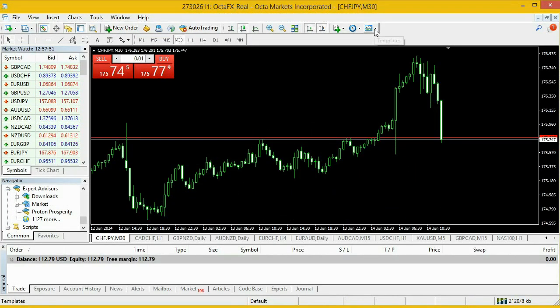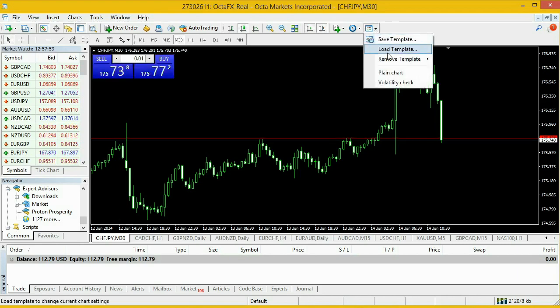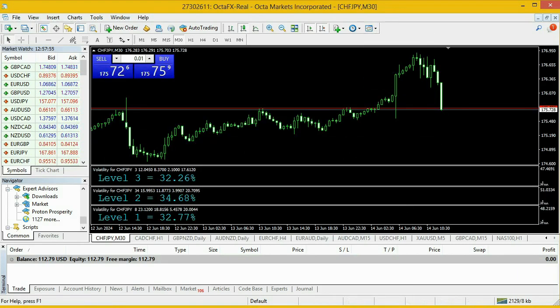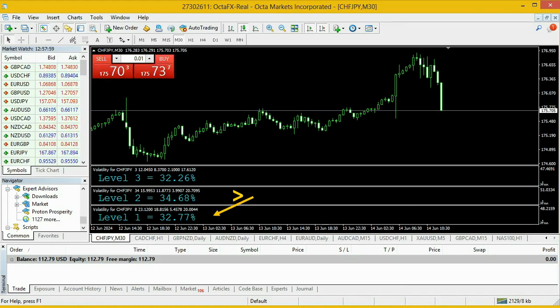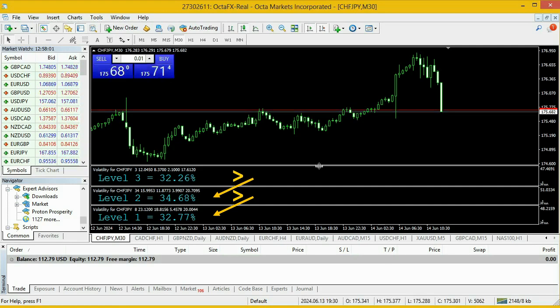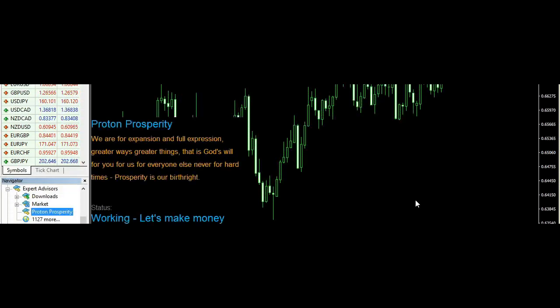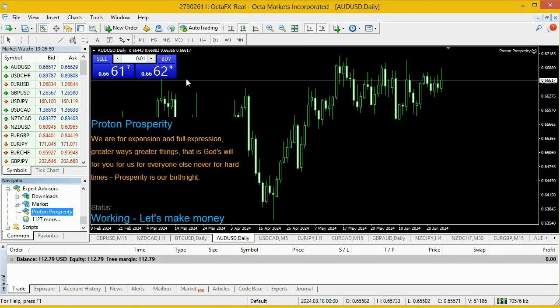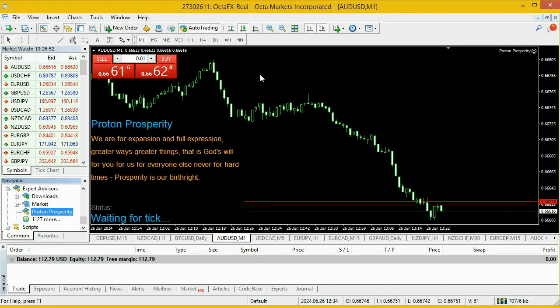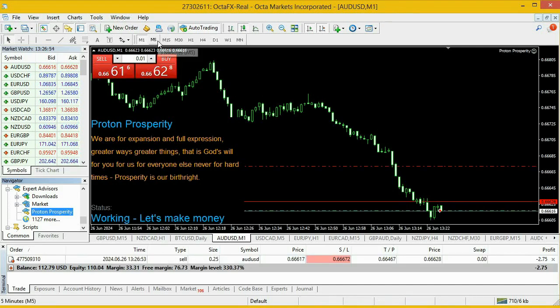There are times when the market is not in a conducive state for high probability trades, as you can see. Remember, level 2 must be greater than level 1, and level 3 must be greater than level 2, which is not the case in this instance. In such cases we do not trade. Moving forward, our next trade is on the Australian dollar and US dollar currency pair. Sell position executed.